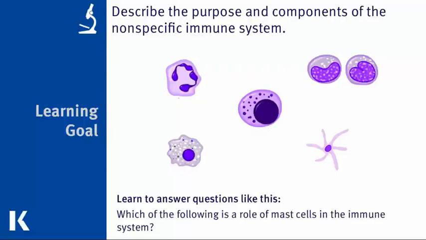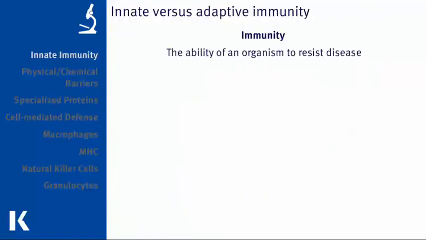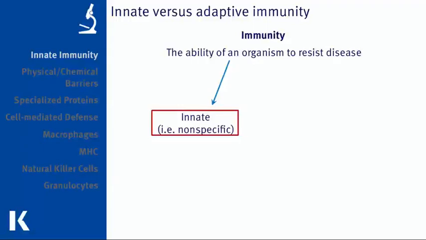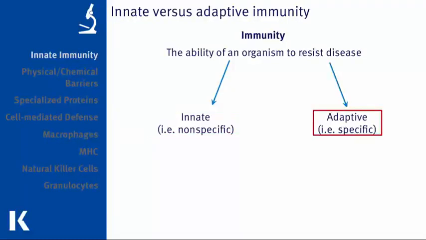This goal should help you answer questions like this one about the role mast cells play in immunity. As a broad term, immunity is the ability of an organism to resist disease, but there are different types of immunity we have at our disposal to fight infections. The first type of immunity is innate immunity, sometimes called non-specific immunity, which resists any kind of foreign invader. And the second type is adaptive immunity, which responds by recognizing specific microbes and fighting them individually.